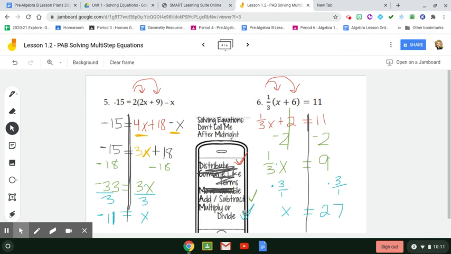Okay. And you can check to see if that one is going to be right, right? If you go up here, your unknown plus 6, so 27 plus 6 is going to give me 33. If I take a third of that, that's going to give me 11. So I found the right answer.